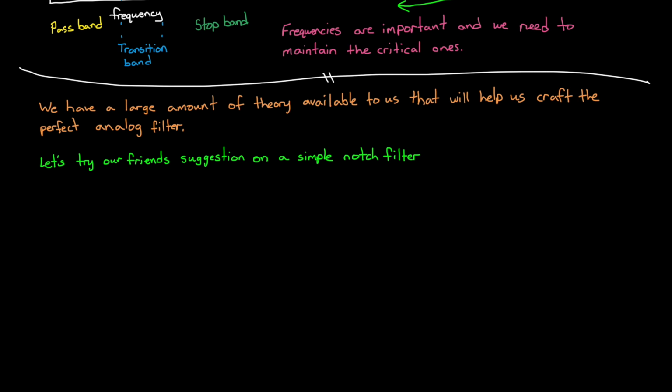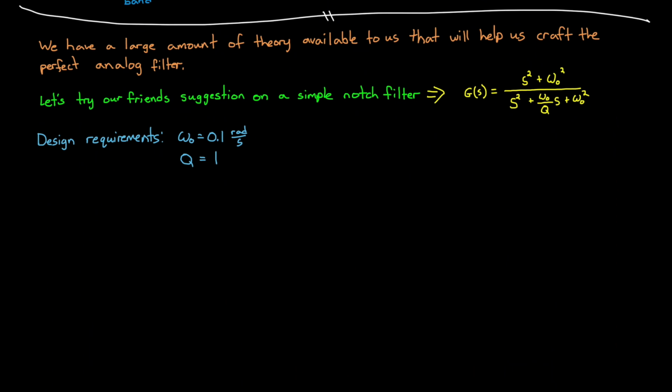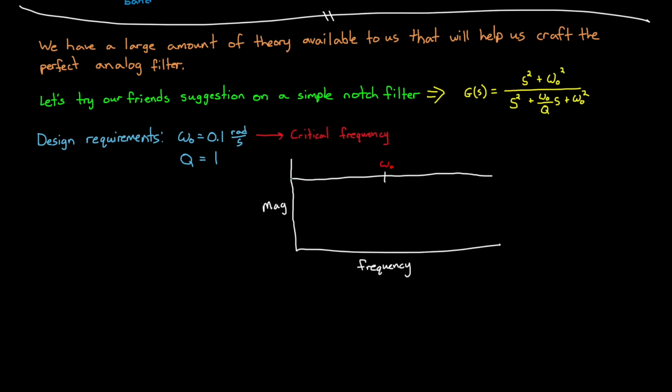At this point, you've understood the requirements your filter must meet, and you've toiled over the math and simulations, and you're happy with the following analog filter design, where omega naught is the critical frequency that you want to attenuate, which in our case is 0.1 radians per second, and Q is the quality factor of the filter, or a value that corresponds to the steepness and depth of the notch. In this case, we're choosing Q equals 1. This will generate a magnitude response curve that looks something like this red line.